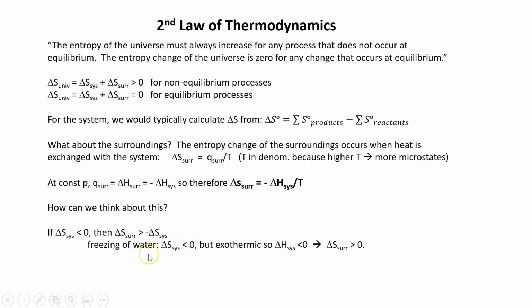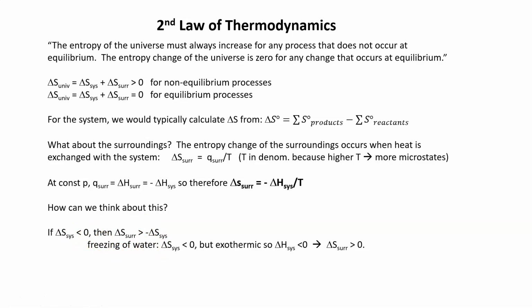And if we think about the freezing of water, yes, the entropy change for the system is less than zero, but remember, freezing is also an exothermic process. And for an exothermic process, the enthalpy change of the system is going to be less than zero, which means this quantity here, the entropy change of the surroundings, is going to be greater than zero. And so that's going to be enough to compensate for it. We know this, at least at 0 degrees Celsius.